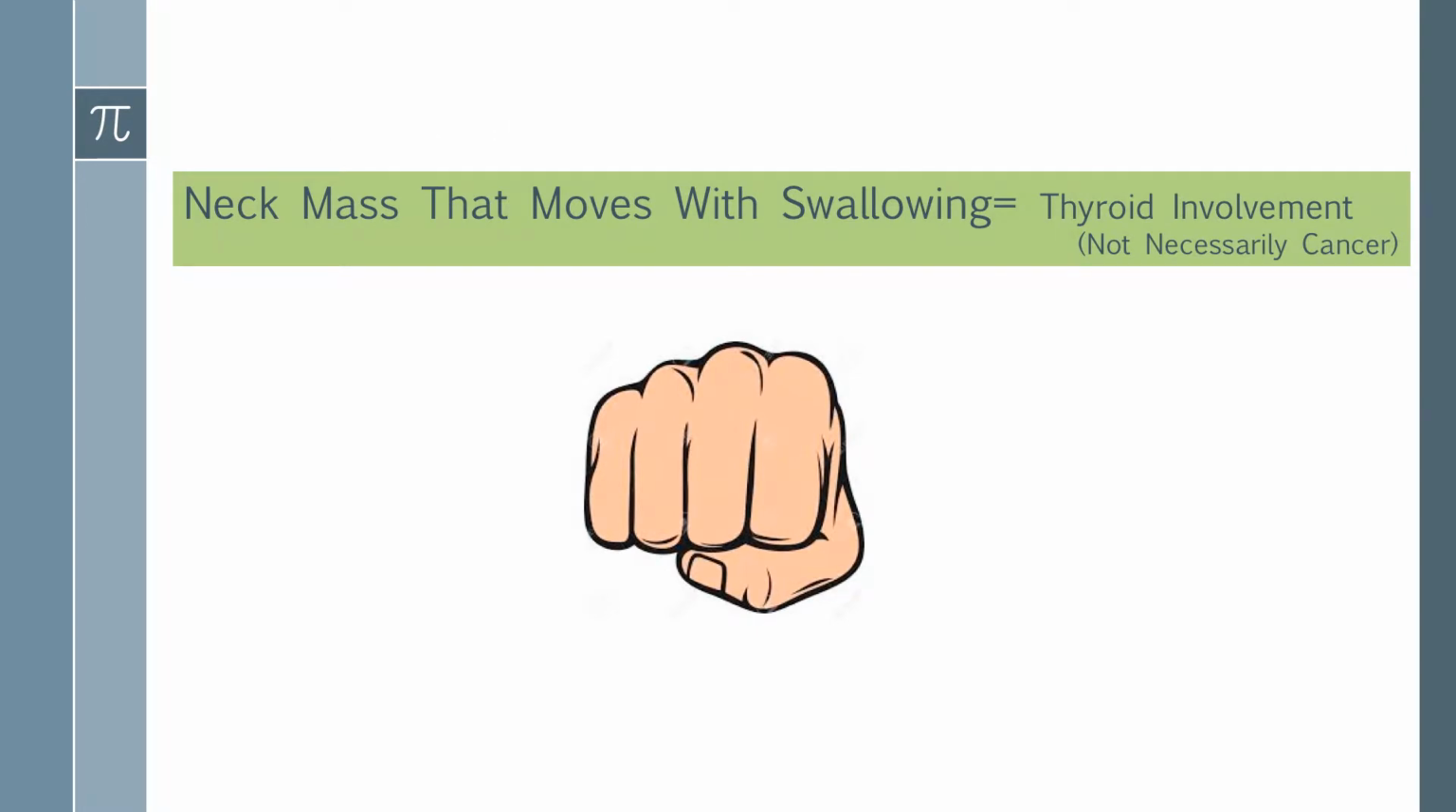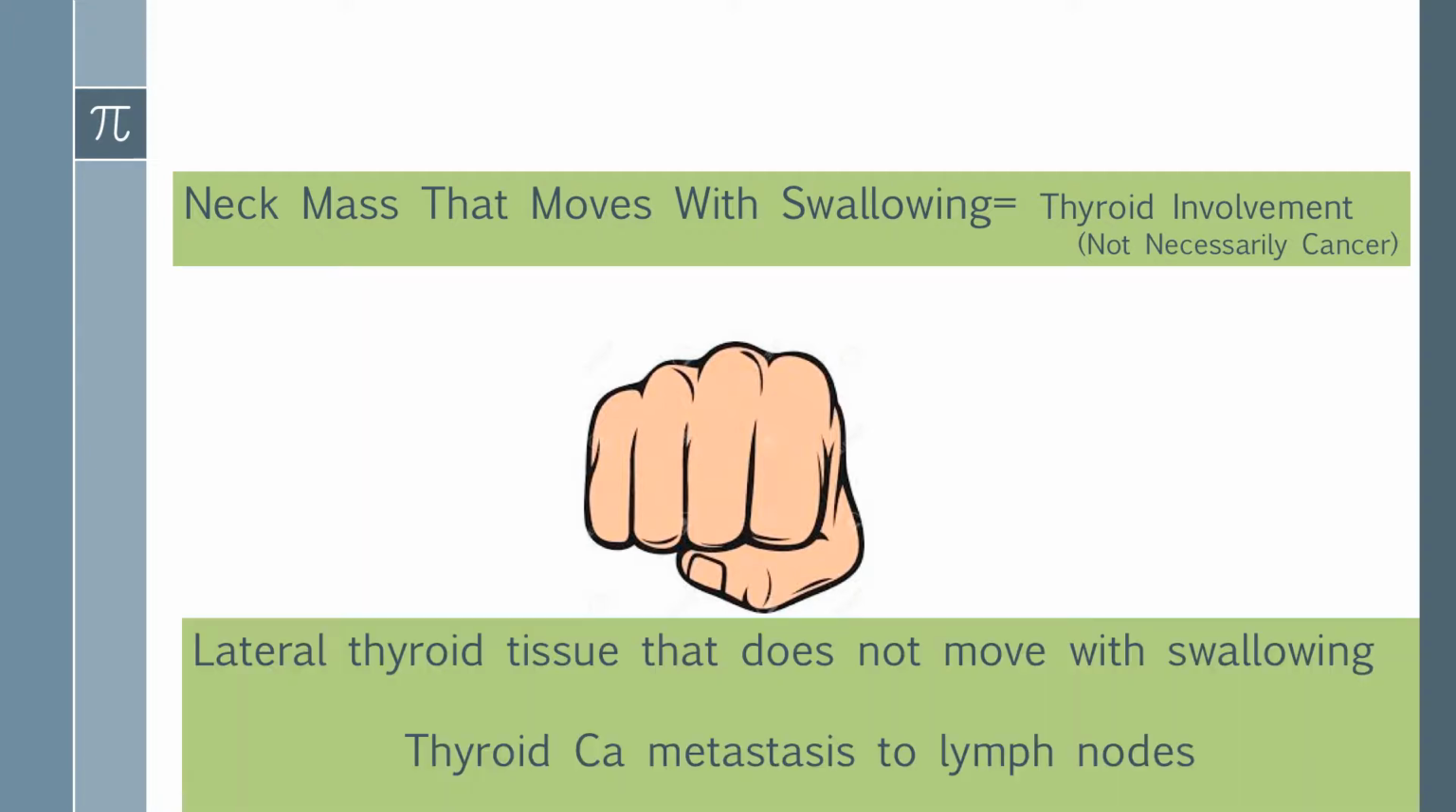All right, so let's start with the high yield things. If they mention a neck mass that moves with swallowing, they're telling you that's a thyroid involvement. That doesn't mean necessarily it's a cancer, right? They will discuss what makes you think it's a cancer versus a benign thyroid disease. But when you breathe, your thyroid is really attached to your larynx. So when you breathe or when you swallow, since it's attached, your larynx and your pharynx move a lot. So your thyroid is going to move a lot as well.